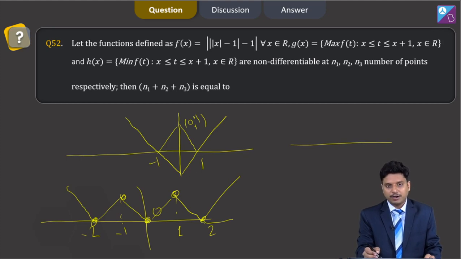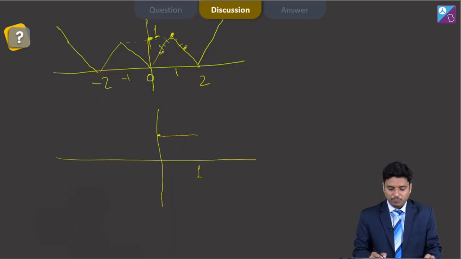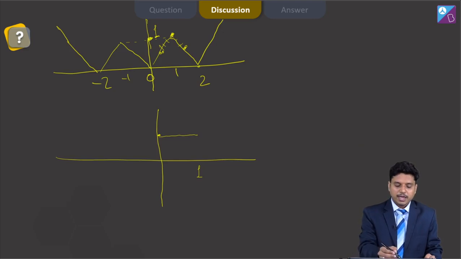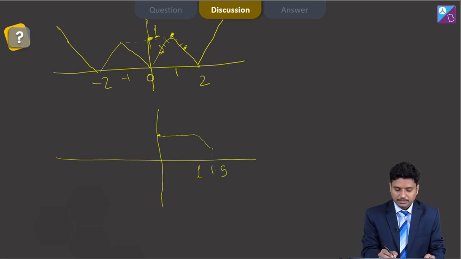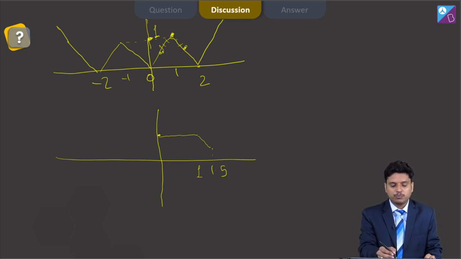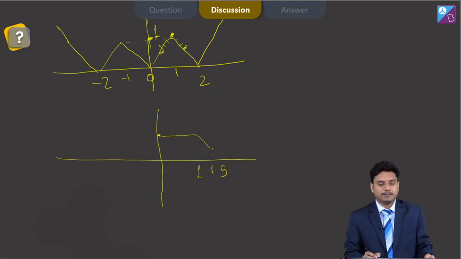So f of 1.1 to f of 2.1, what is the maximum possible value? f of 1.1 is this, f of 2.1 is this. What is the maximum possible value for this function? Obviously this. That means the graph will be followed till, suppose, 1.5 comes here. Since 1.5 to 2.5, what will be the maximum value? Suppose I have to find g of 1.5.